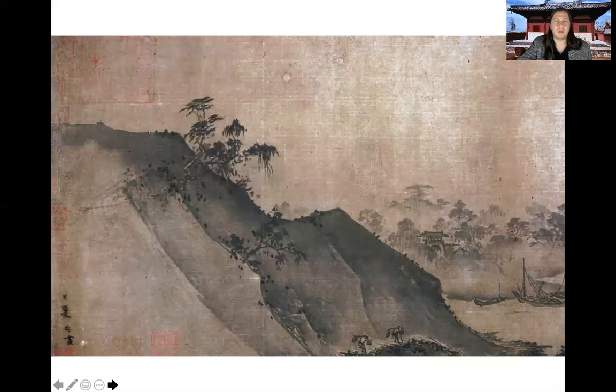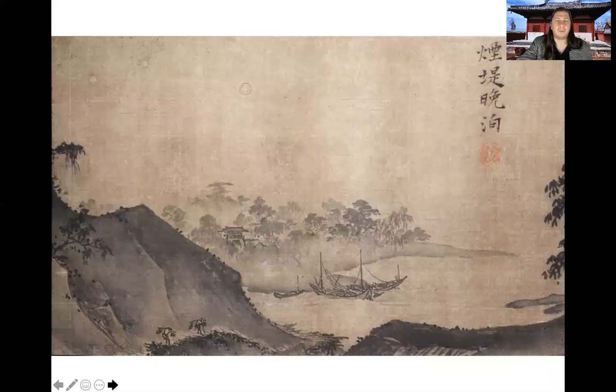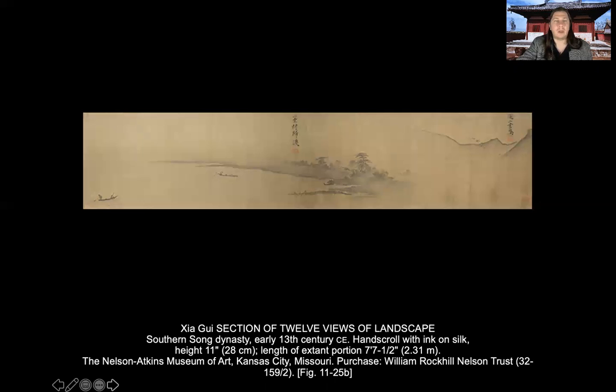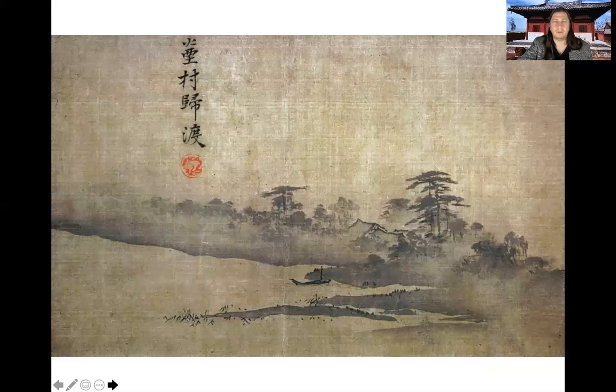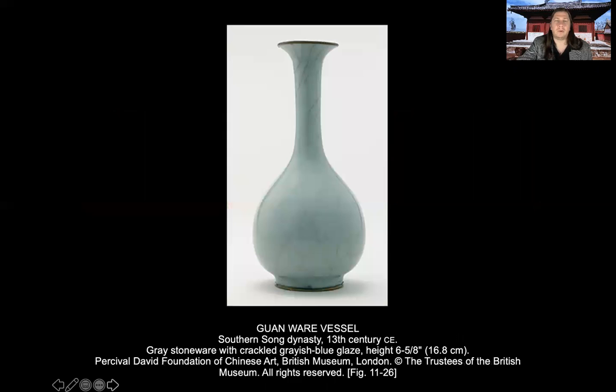But this is a really nice example of Southern Song painting. You can see that there's a looser brush style, pretty interesting atmospheric perspective, and this ethereal, unearthly quality to it. Ceramic during this period, we see guanware, and one of the hallmarks of guanware is this crackled glaze that you can see here.